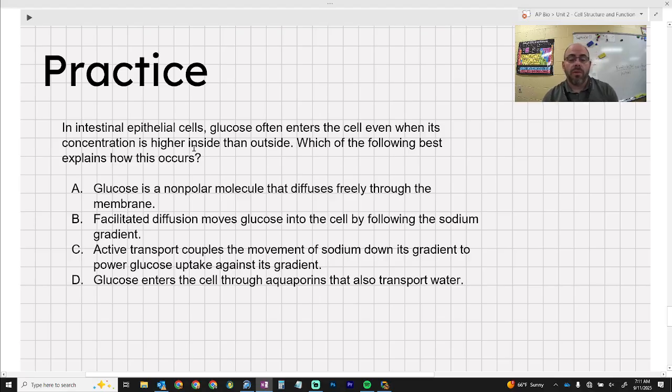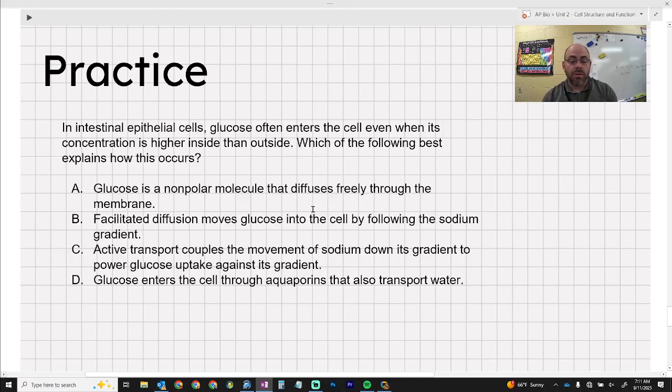Okay, so if we're going from an area of low to high, right, glucose enters the cell even when the concentration inside is higher. We're pushing materials into the cell, low concentration to high concentration. How would that occur? It's active transport, right? Let's go find that in the answer choices.